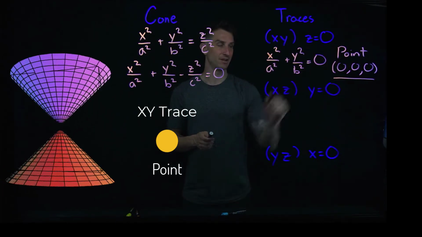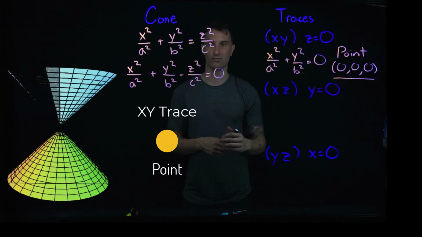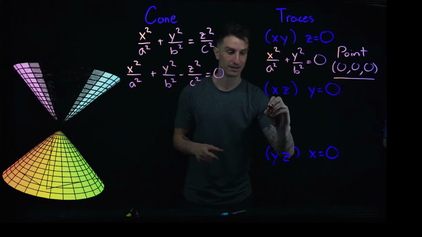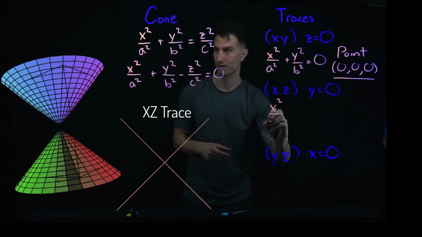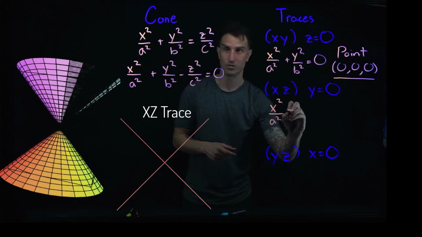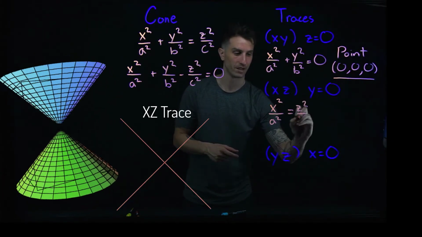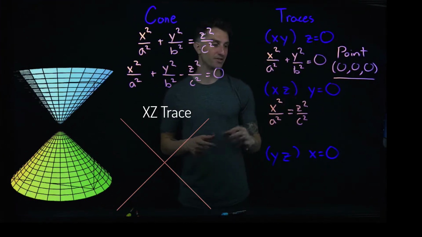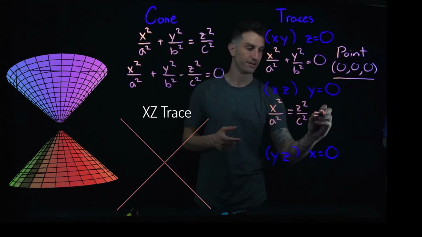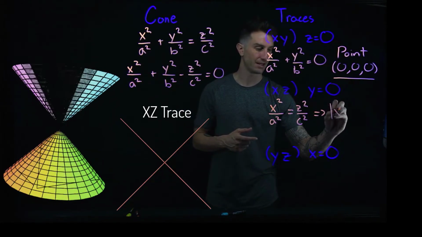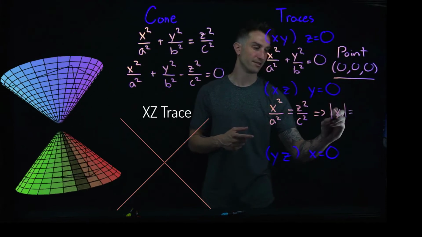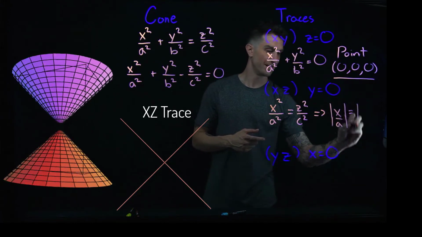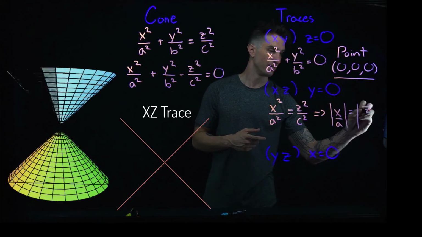Okay, so this is kind of the weird one here, but these two should follow pretty nicely. Right, let's see what we have. If y is equal to 0, that leaves us with x squared over a squared is equal to z squared over c squared. And you can imagine we square root both sides, but this simplifies to the absolute value of x over a is equal to the absolute value of z over c.